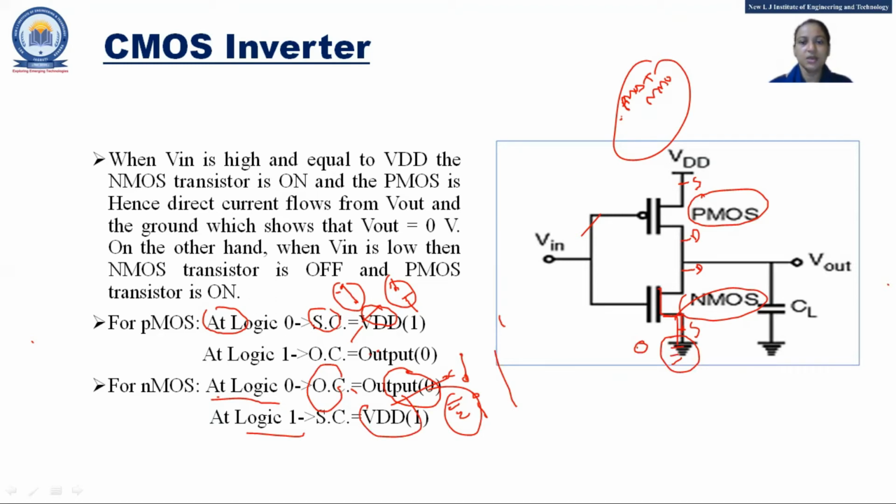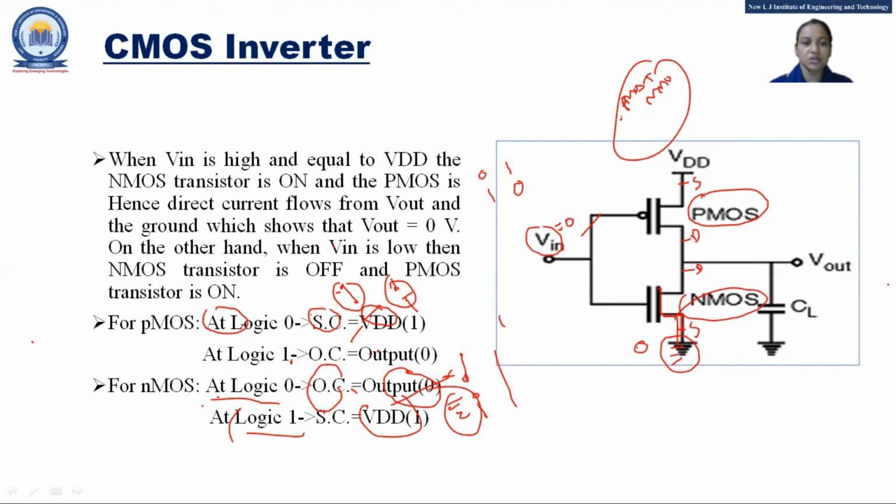Now we will see the outputs for our inverter. As an inverter, as we all know, if we apply 0, we should get output 1. If we apply 1, we should get output 0. So what if we apply Vin equal to 0?